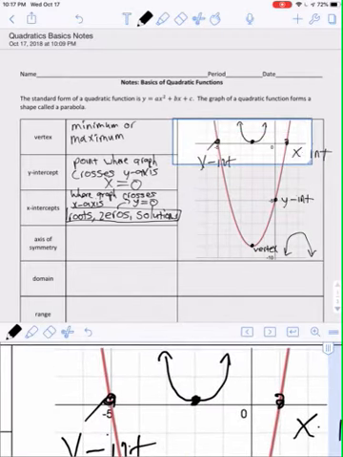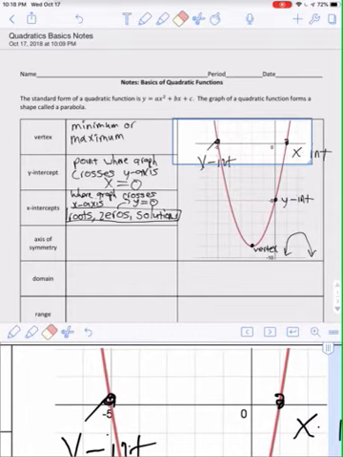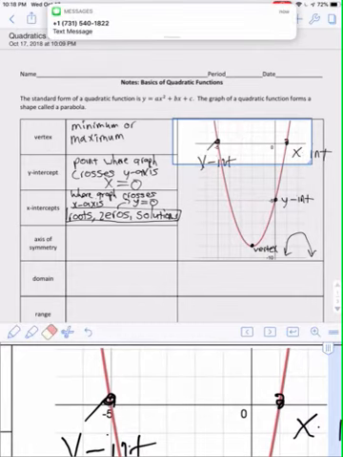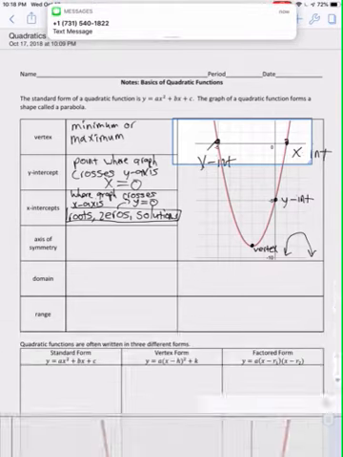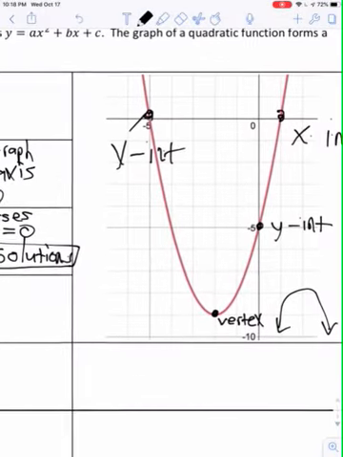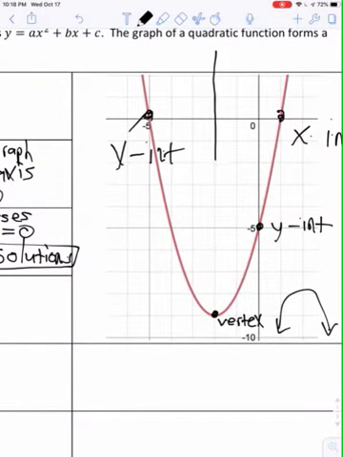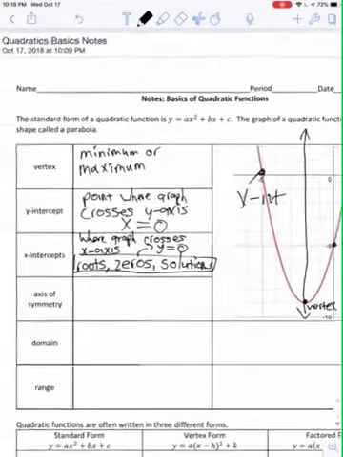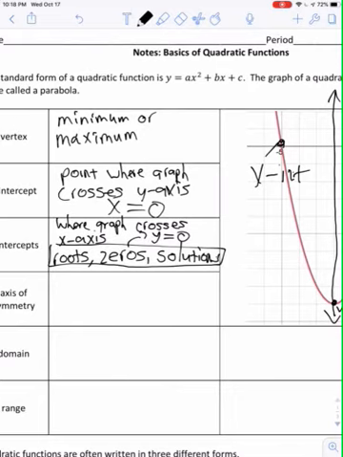Okay, axis of symmetry, that is just the line that cuts the parabola in half. So that would be something like this on our graph. In this case, it's a vertical line that cuts the parabola in half. And we use the symmetry of parabolas pretty frequently to graph them.